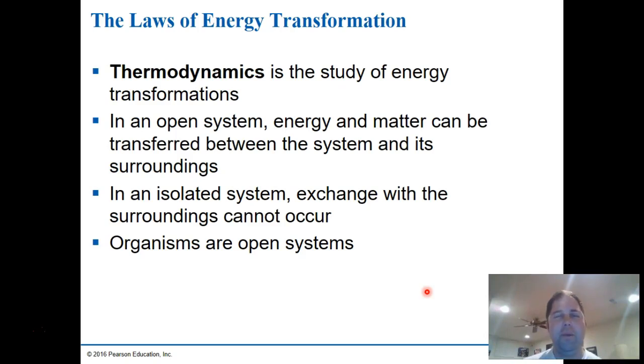This is all talking about thermodynamics, and you probably remember that from chemistry, at least the phrase thermodynamics. That's going to be the study of energy transformation. So in an open system, it's transferred between the system and the surroundings. If you looked at this in chemistry, you talked mostly about closed systems, where whatever's in the system stays in the system. In biology, everything is open. So just keep that in mind, that everything we look at in biology is an open system. Things can come in, things can go out of our systems.